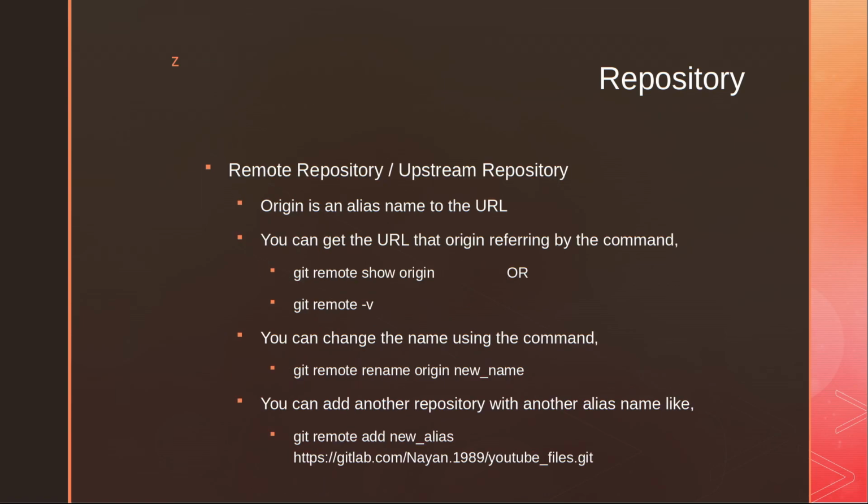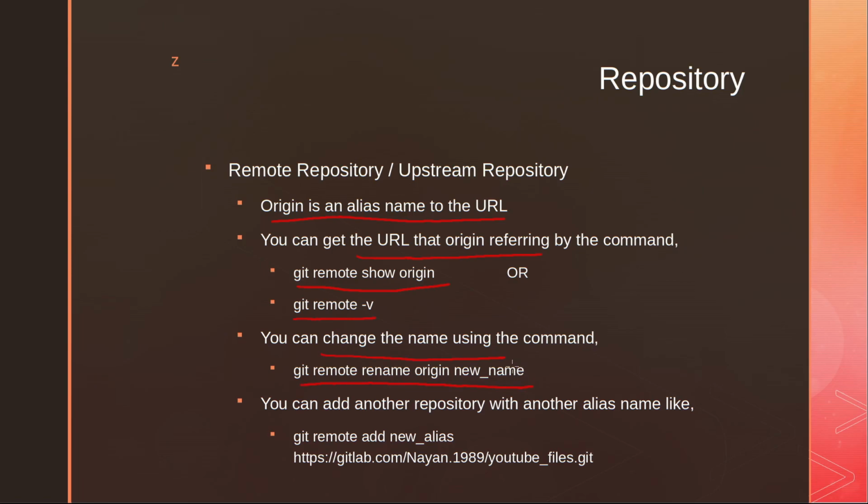As I have mentioned earlier, origin is the alias name given to that central repository, upstream repository or remote repository on your local machine. You can get the URL which origin is referring to using either of these commands, git remote show origin or git remote -v. In case you want to change this alias name, you can also change that particular name using this command, git remote rename origin followed by the new alias name.